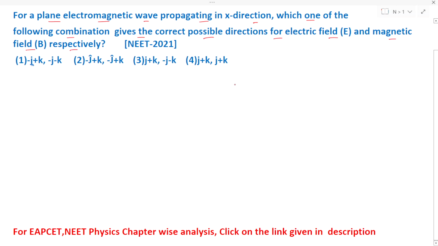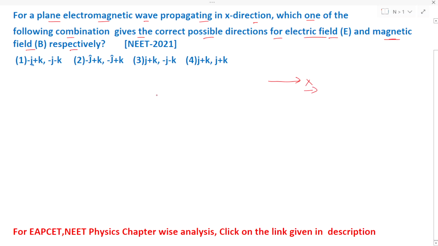So what is he saying? He's saying that you consider an electromagnetic wave which is propagating along the x direction. Now, for that electromagnetic wave, which of the following represents the electric field vector and magnetic field vector? He told that the electromagnetic wave is propagating along the x direction.